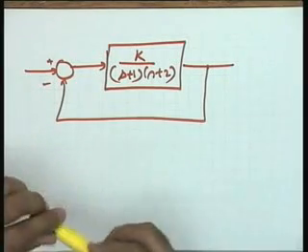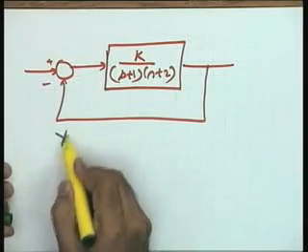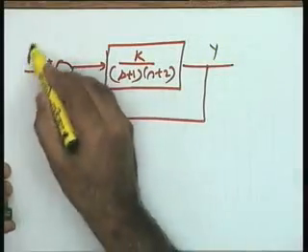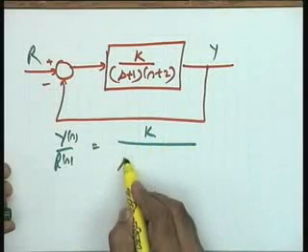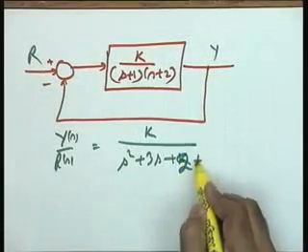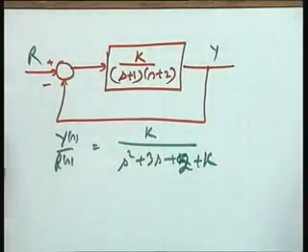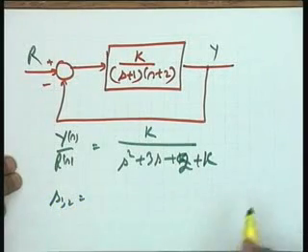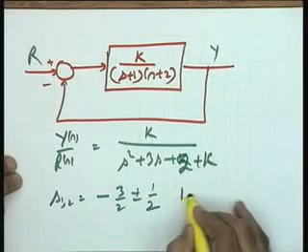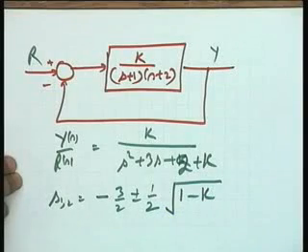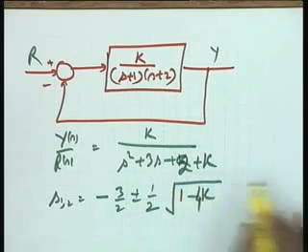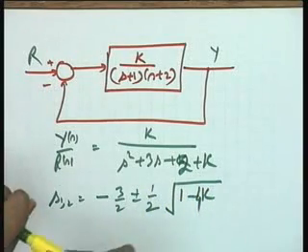Now, as far as the closed loop poles of the system are concerned, you know that closed loop poles are the roots of the characteristic equation. Let me write the closed loop transfer function as K over S squared plus 3S plus 2 plus K. Yes, this is the closed loop transfer function, and therefore closed loop poles are S1,2 equals minus 3 by 2 plus minus 1 by 2 square root of 1 minus 4K. Please check whether this is okay. Please check if there is an error, do tell me immediately.